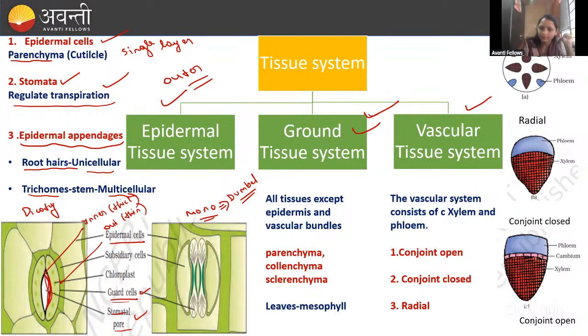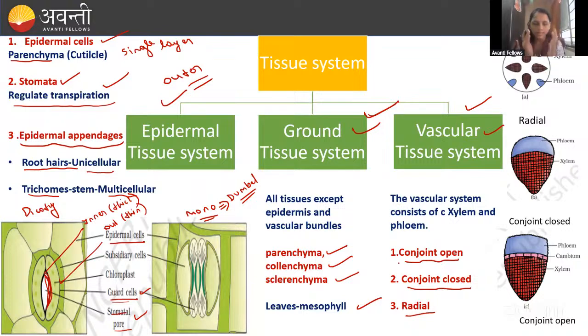Then coming to the ground tissue, after the epidermis till the vascular bundle. Except the epidermis and the vascular bundle, all are called ground tissue. In the ground tissue we can see mainly the parenchyma, collenchyma, and sclerenchyma. In the leaf, the ground tissue is named the mesophyll. Remember. Then the vascular system mainly consists of the xylem and the phloem. Here you can see conjoint open, conjoint closed, and radial. It is nothing but the arrangement of the xylem and phloem.